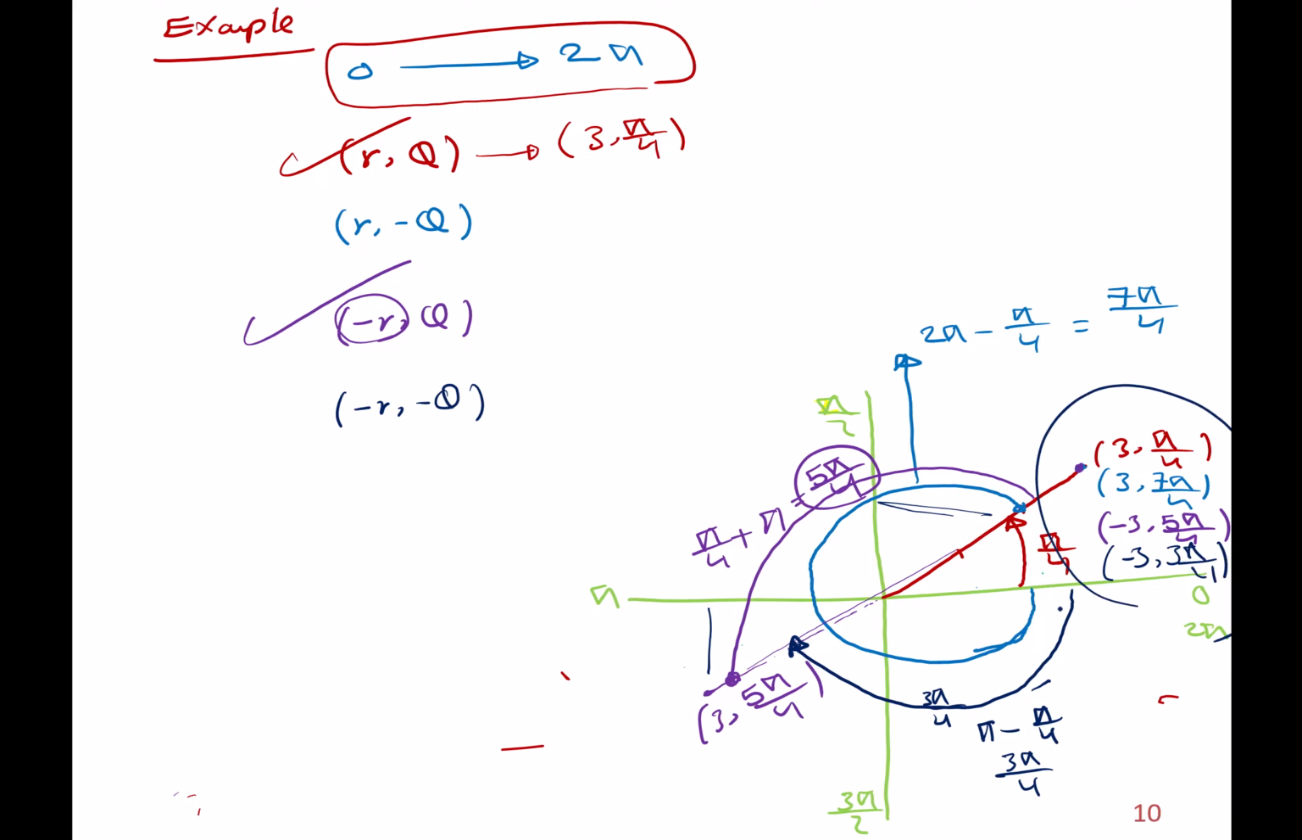Now we have all the theta and r values which make the same point in polar coordinates from 0 to 2 pi.